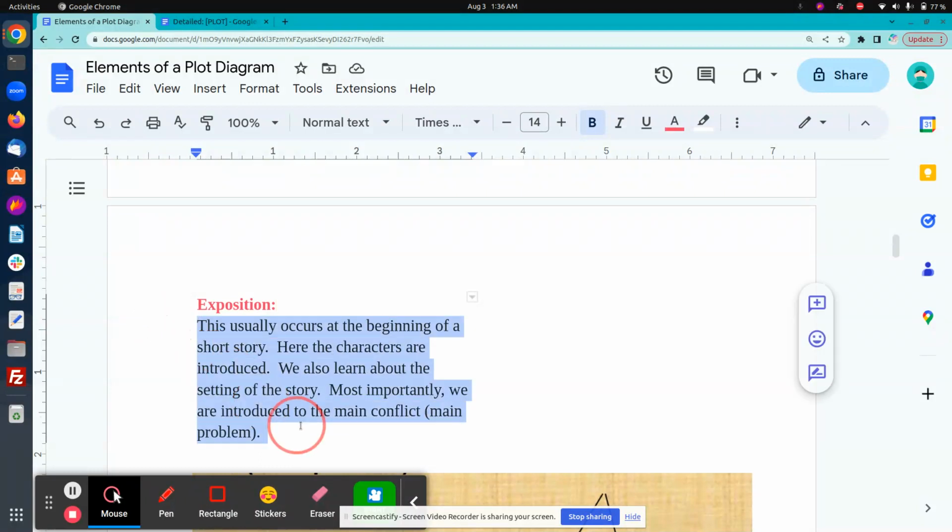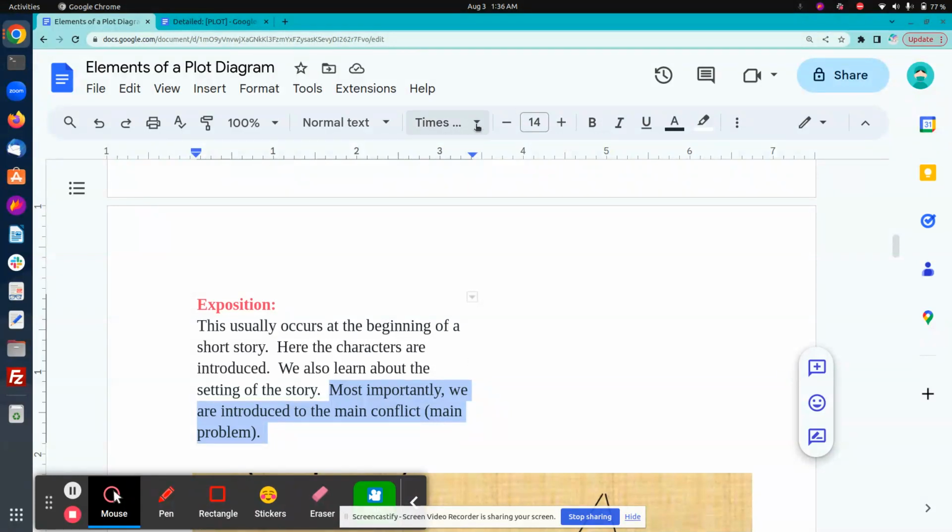Let's read aloud what's written over here. This usually occurs at the beginning or the initiation of a short story. Here the characters are introduced. We also learn about the setting of the story. So setting is another element or feature of the story. Setting is the location, all right, where and when the story is going on. For example, in the birthday party, or for example, last January. So setting is when and where the story happens, and it helps in creating the atmosphere of the story. All right, so most importantly, we are introduced to the main conflict, the main problem, whatever the tension is in the story. We are going to get introduced to that in the introductory part.